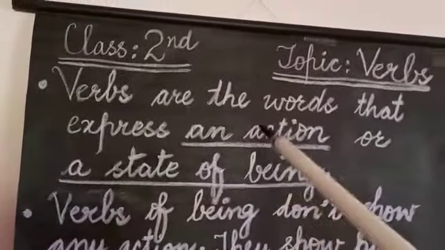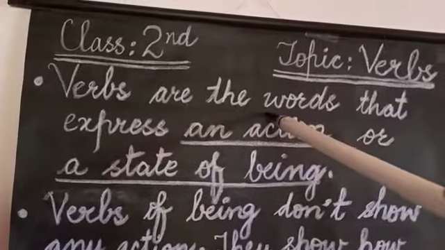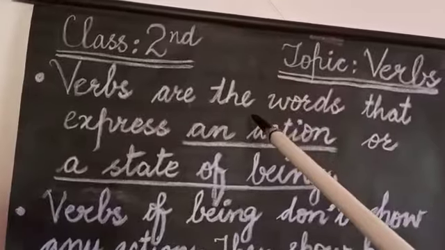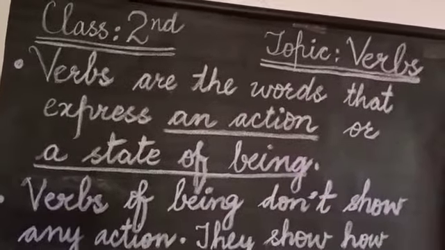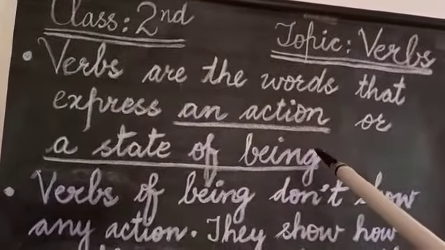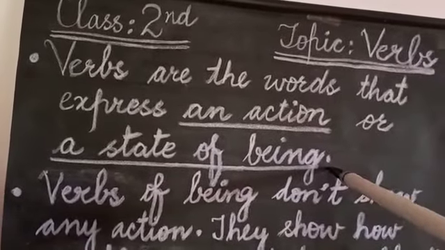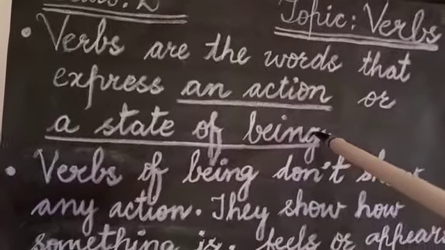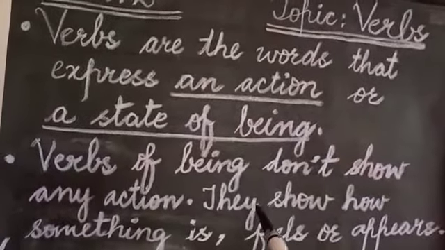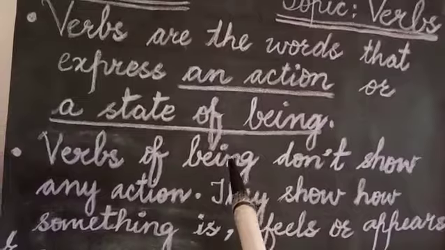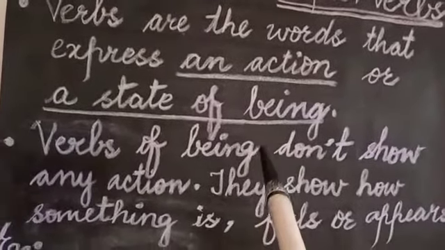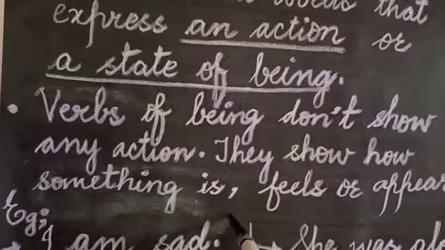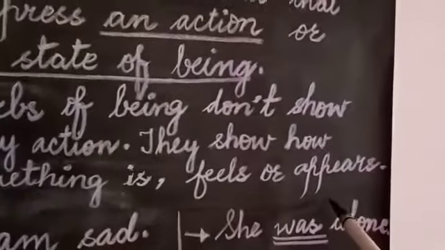In the last class, you learned that action words are verbs, or doing words are verbs. The verbs are the action words which describe some kind of physical activity that you are doing. But today you will learn that not only those words which show some physical activity are verbs, but there are some other words also which don't show any physical activity, which don't show any kind of action, but still they are considered to be verbs. They show how something is, how something feels, or how something appears.